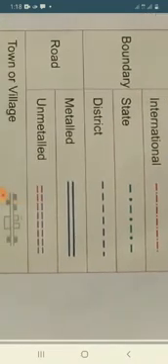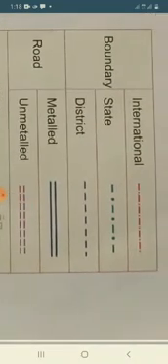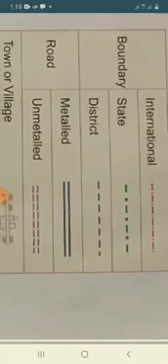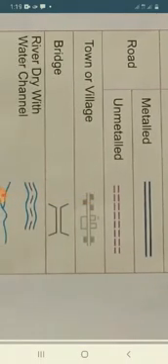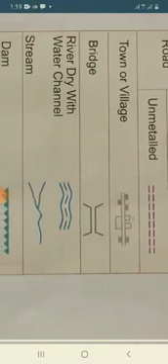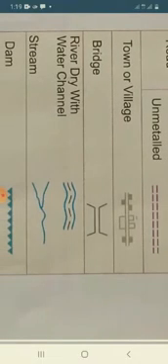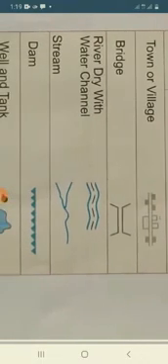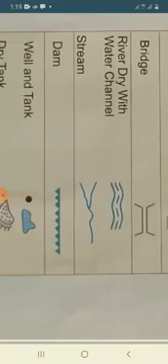In this first part, 3 boundary lines are given. First symbol, international boundary line. Second one, state boundary line. Third symbol, district boundary line. Now, 2 types of roads. First one, metalled road. Second one, unmetalled road. Next, third symbol is town or village on a map. Fourth symbol, bridge on a map.